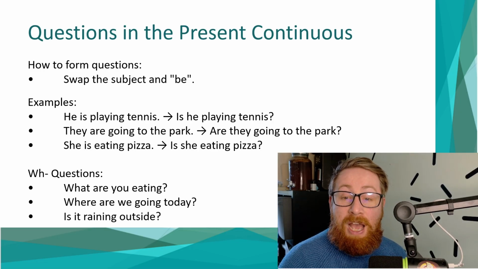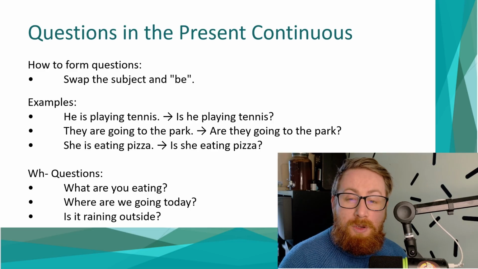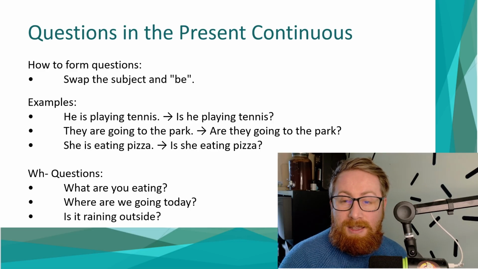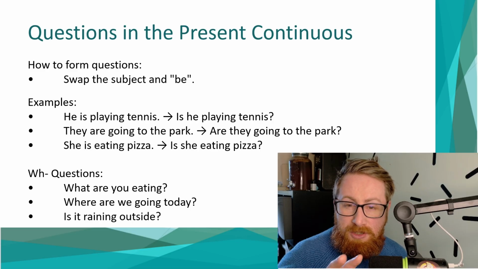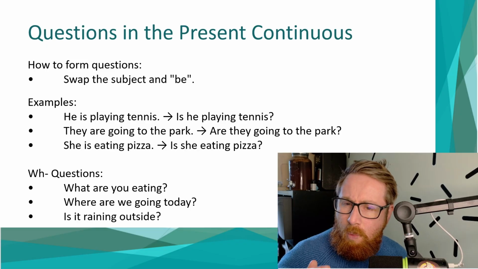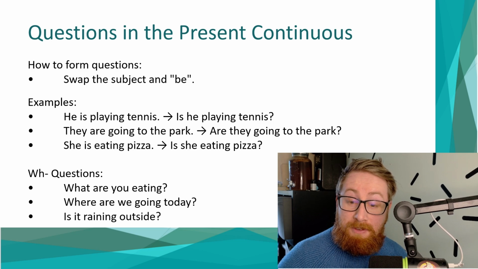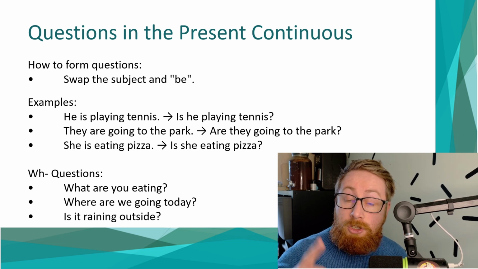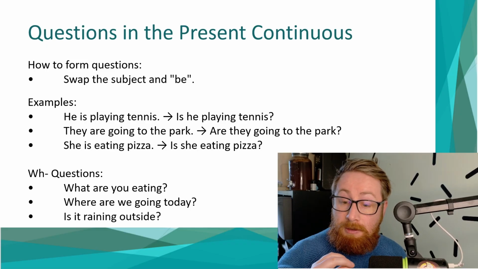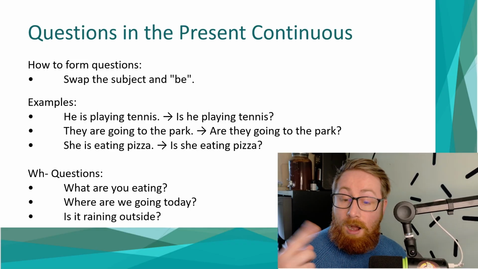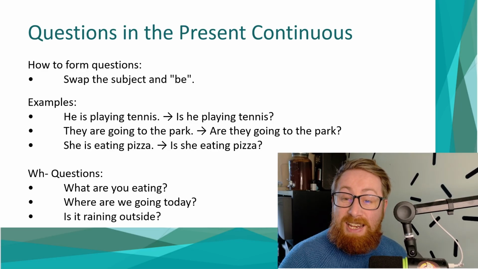And we can ask WH questions. This is who, what, when, where, why. So now we can ask questions using this information. And we can use it to get more information. So what word plus am, is, or are, then the subject, then the verb. What are you eating? Where are we going? Is it raining? All of these questions can be answered with more information.